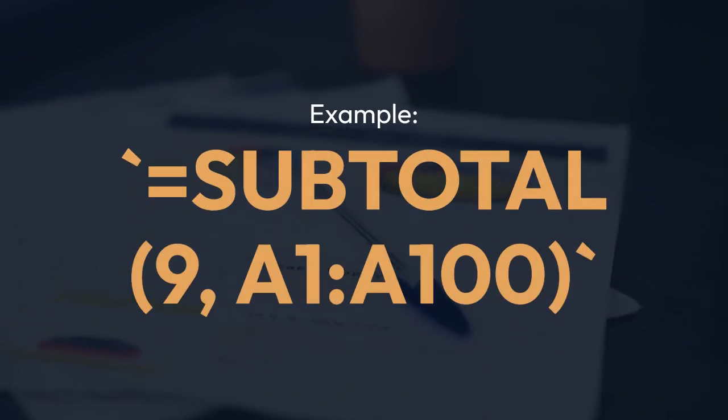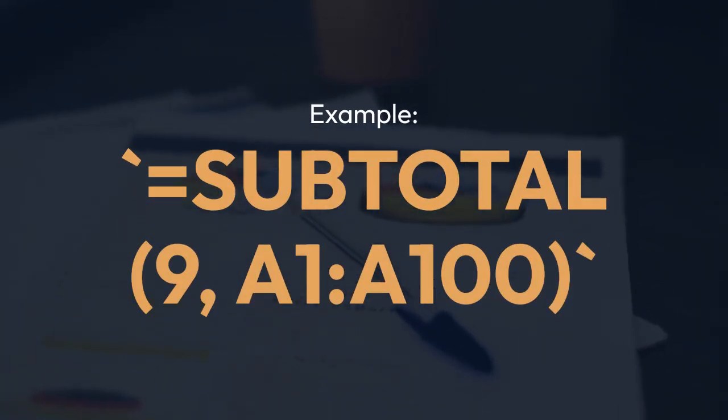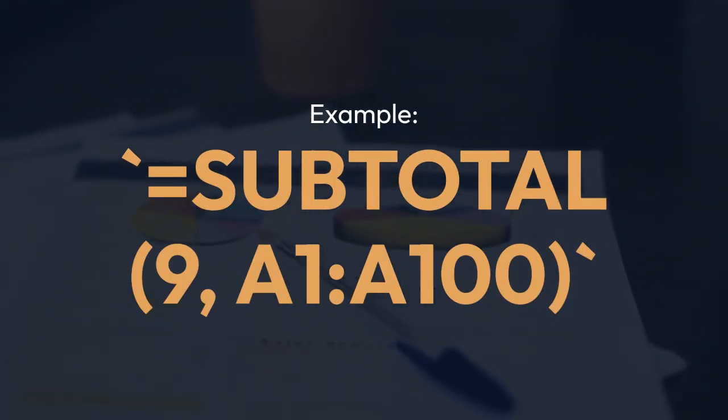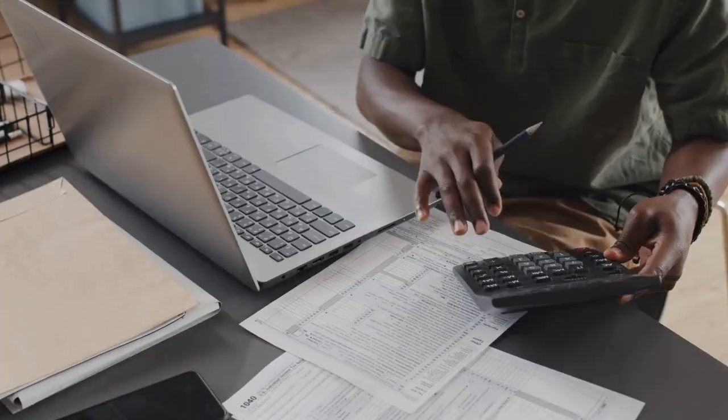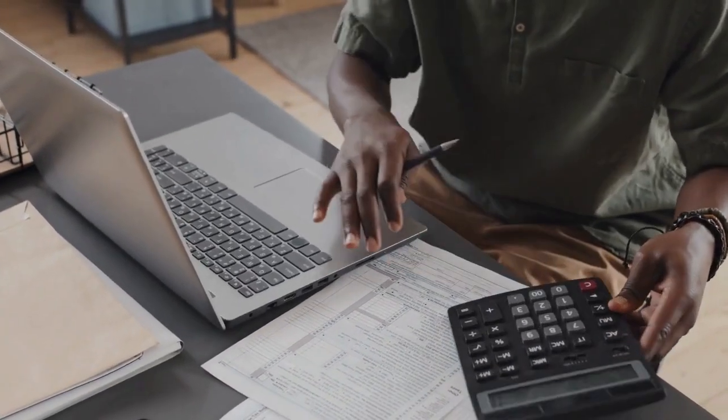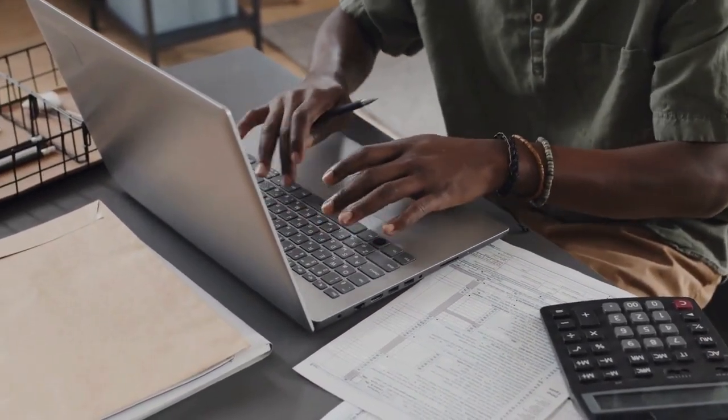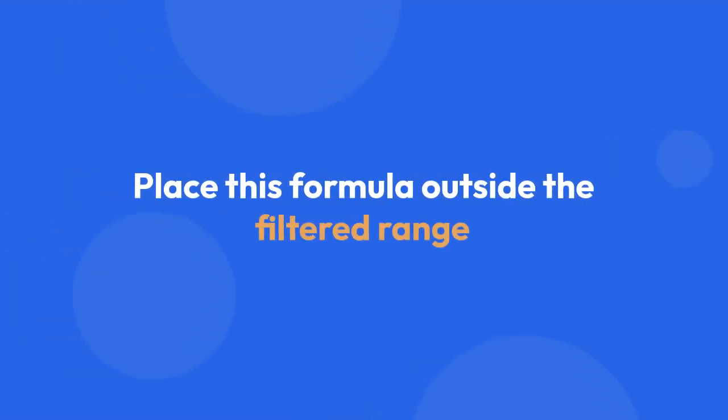For example, if your data is in column A from A1 to A100, you would use =SUBTOTAL(9, A1:A100). This formula will always give you the sum of only the visible rows, regardless of your filter. Remember to place this formula outside the filtered range, in a cell that will not be affected by the filter.